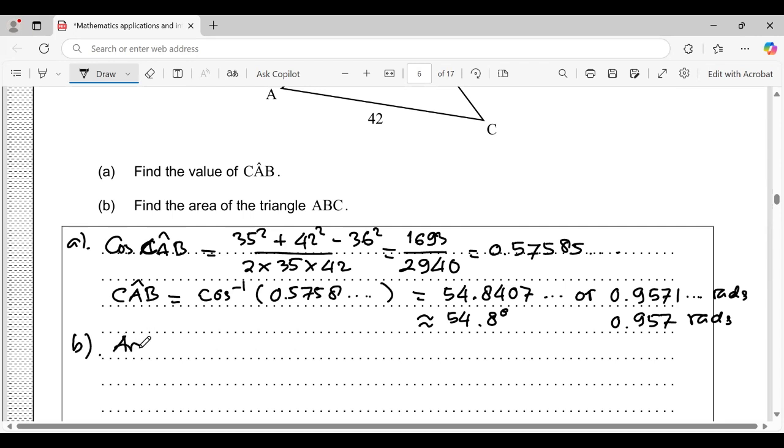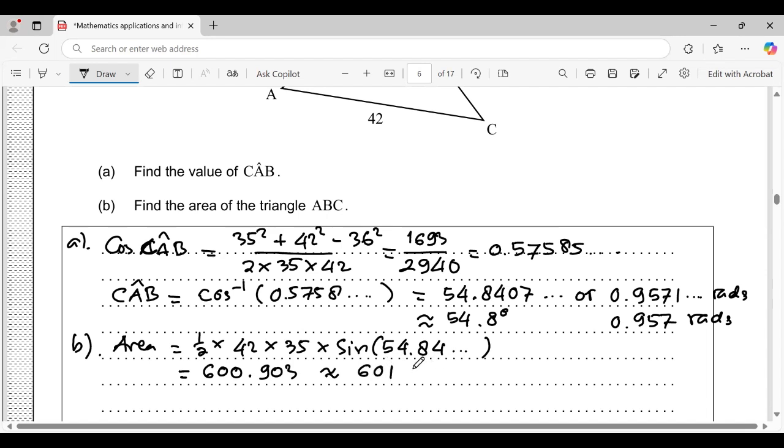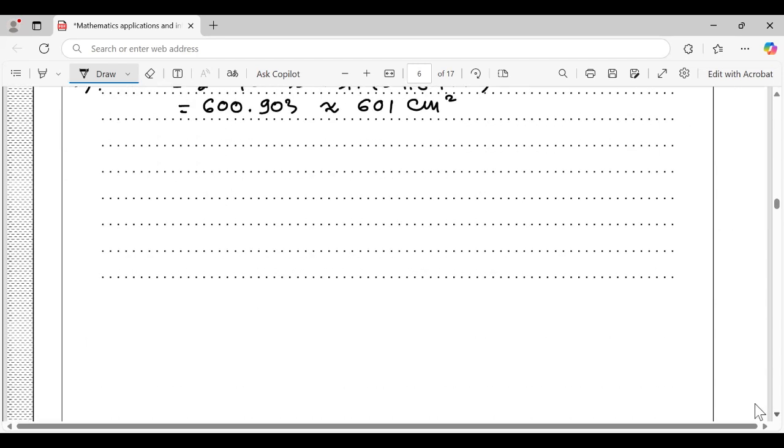Area equals 1/2 times 42, 35, sine 54.84. And if you calculate, the result is 600.903, or about 601 centimeters squared. Next question, number 5.